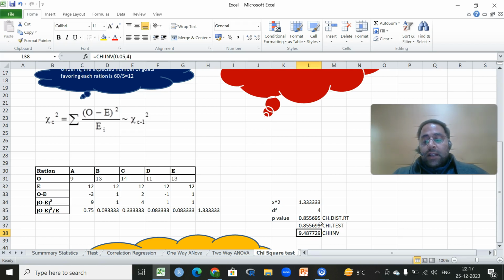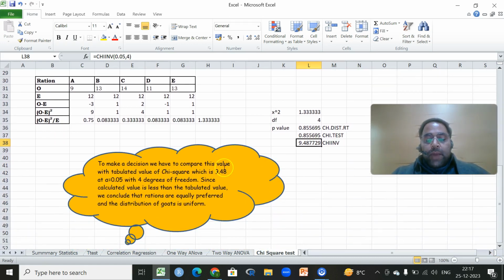So in our case the calculated value is less in comparison to the tabulated value, so we don't have any evidence to reject the null hypothesis, which says the 5 different categories of feeds are equally preferred among these 60 animals. So in this case we cannot reject the null hypothesis, we have to accept it in its own form. So to make a decision we have to compare the value with the tabulated value of chi-square, which is 9.48 at 5% level of significance with 4 degrees of freedom.